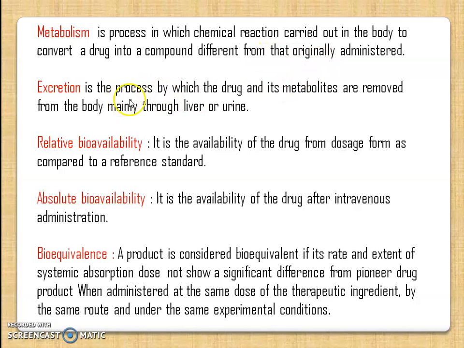Then excretion is a process by which the drug and its metabolite are removed from the body, mainly through the liver or urine. Relative bioavailability is the availability of a drug from the dosage form as compared to a reference standard. Absolute bioavailability is the availability of a drug after intravenous administration. And bioequivalence: a product is considered bioequivalent if the rate and extent of systemic absorption does not show a significant difference from the pioneer drug product when administered at the same dose of therapeutic ingredient by the same route under the same experimental condition.